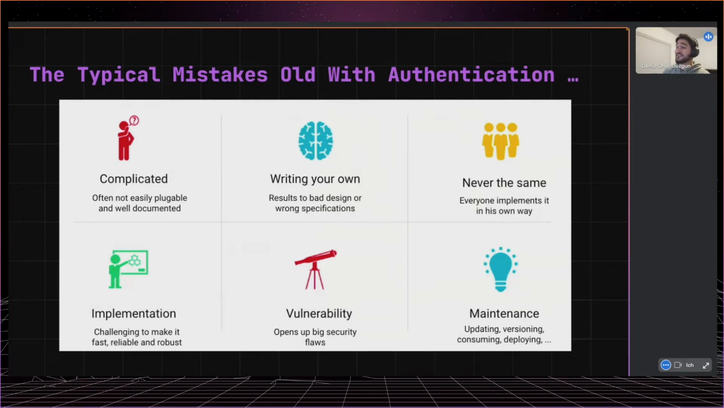Then, oftentimes it's never the same. Everyone implements it their own way. You can see companies using that technology that way, or other companies using other ways. So it's not always the same. Then implementation-wise, it's challenging to make something that's fast, reliable, and robust at the same time, and that is tested via CI pipelines with security scans or code quality scans.